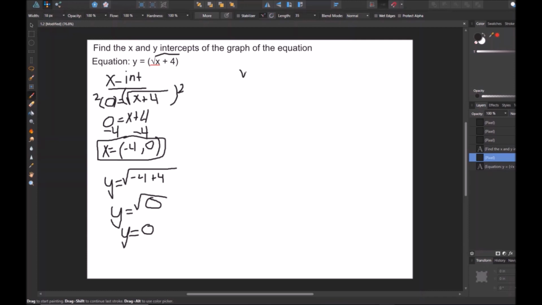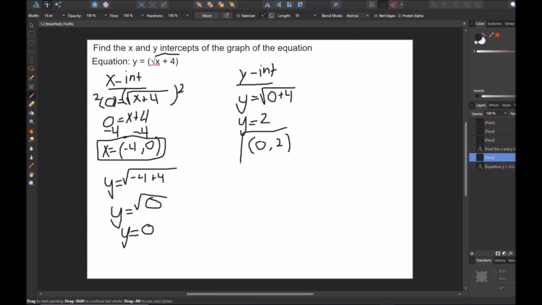Now for the y-intercept, we're going to do a similar process, but once again, this time we're making the x 0. We're plugging in 0 for x instead of y, just because that's the definition of what the y-intercept is. So we have y equals the square root of 0 plus 4. Well, 0 plus 4 is just 4, so I'm kind of doing two steps here. 0 plus 4 is just 4, and the square root of 4 is just 2. So we have our y-intercept as being 0, comma 2.